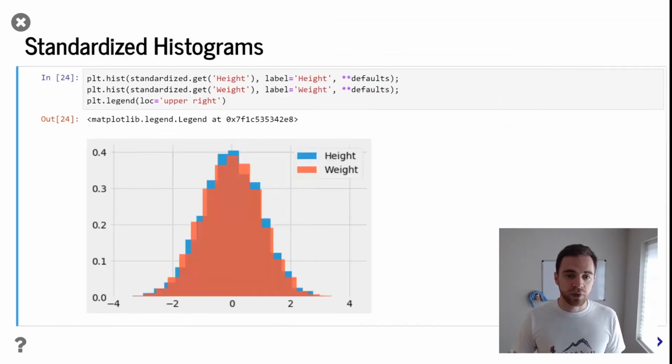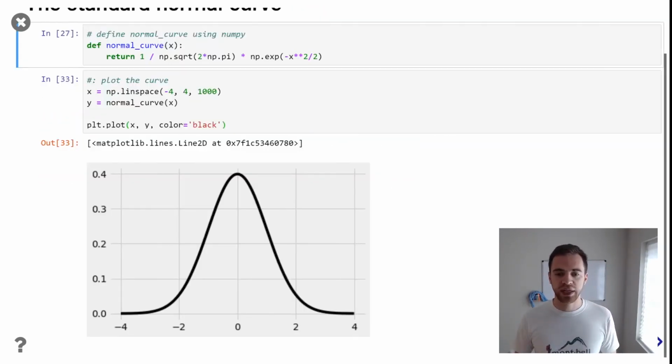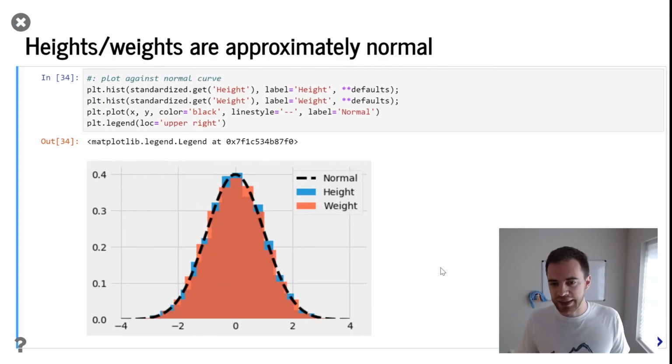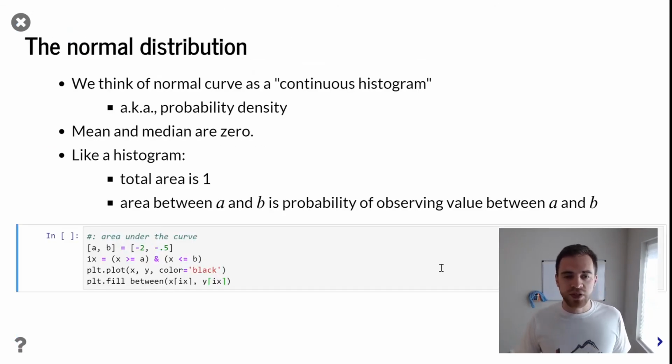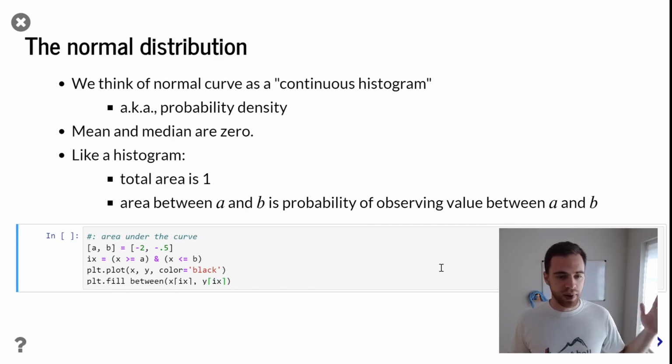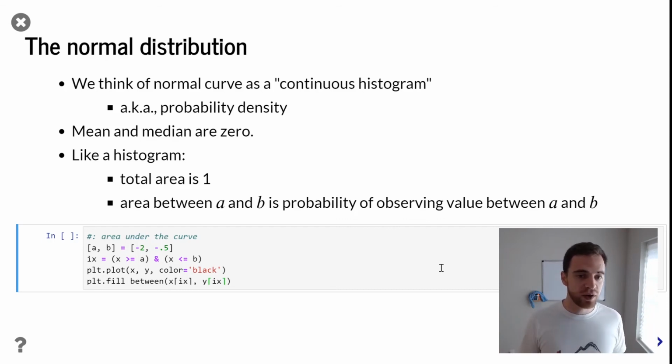Similarly, with the normal curve, I can ask, what's the probability that someone lies in this interval? And then I would integrate between here and here. Remember, integration is basically like summation, a summation when I have infinitely many bars in my histogram. Like a histogram, if I were to integrate over the entire thing from minus infinity to infinity, the total area would be 1, and the area between A and B is the probability of observing a value between A and B.